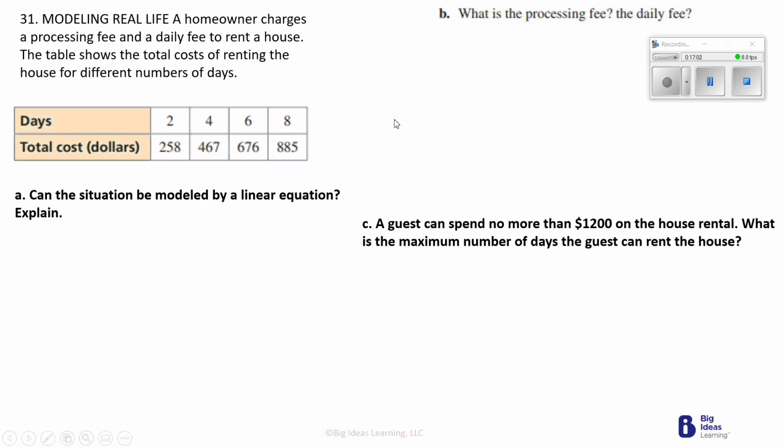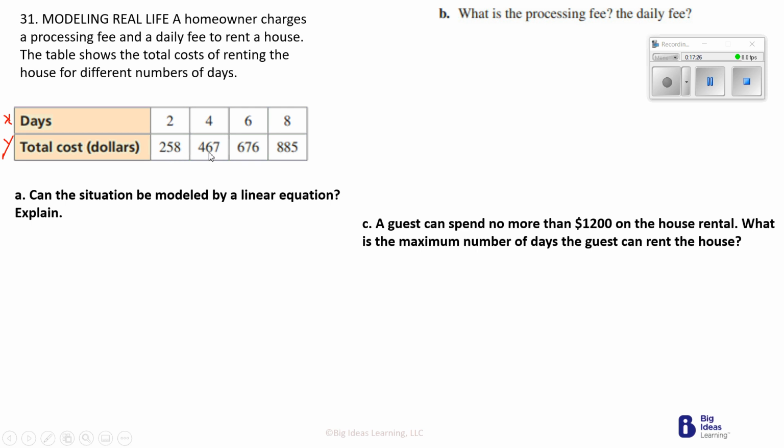All right, number 31 is mine to do. It says a homeowner charges a processing fee and a daily fee to rent the house. The table shows this. Remember, when I do this, my first line is always going to be my x, and my second one's almost always going to be my y, okay? So now I can figure this out pretty easily. I'm going to go ahead and check first. Can it be modeled as a linear equation?